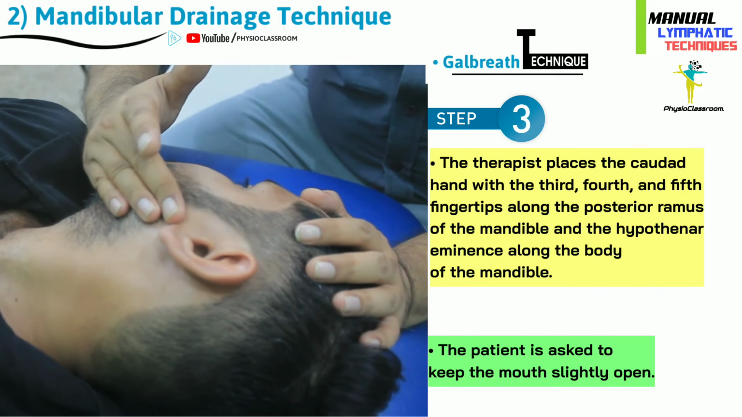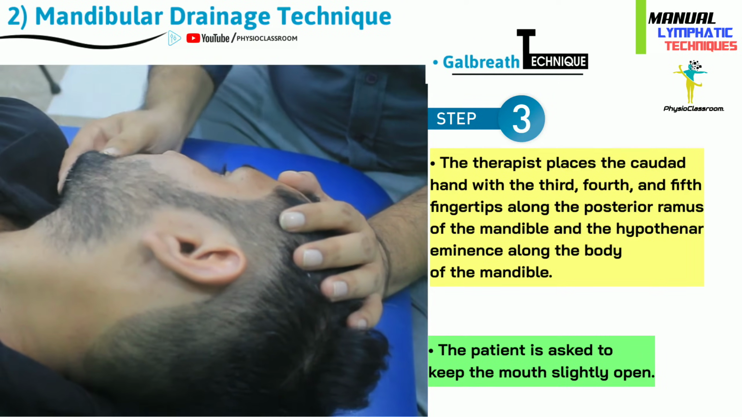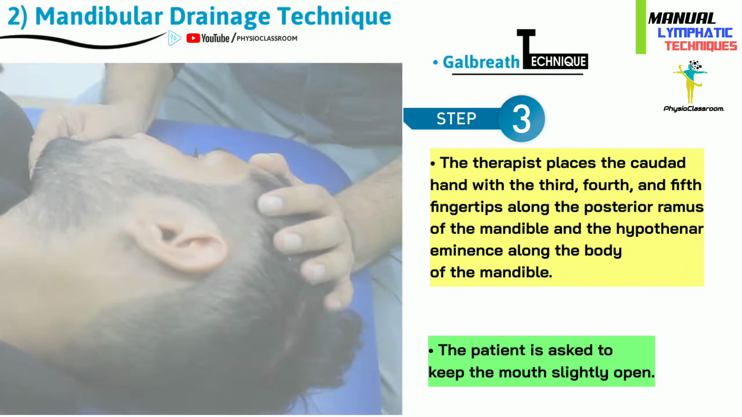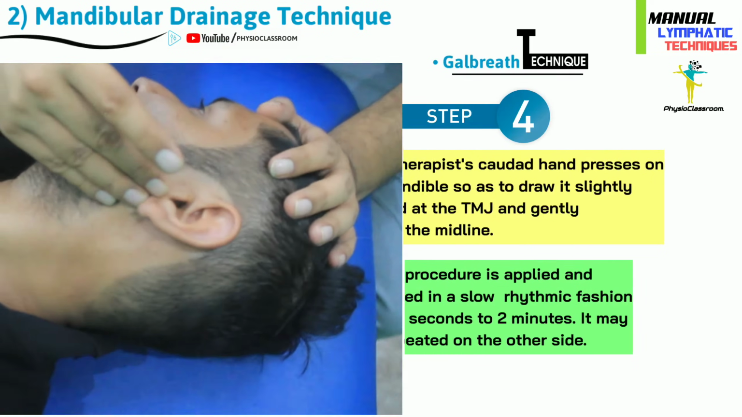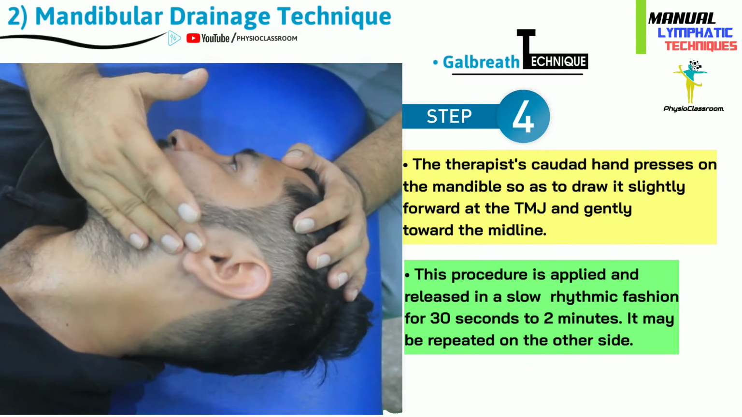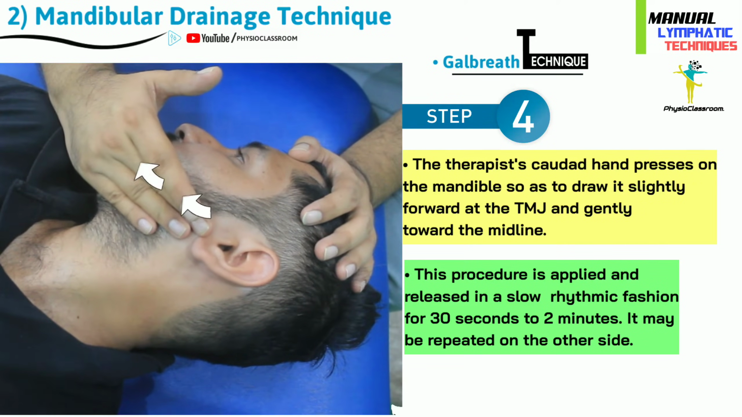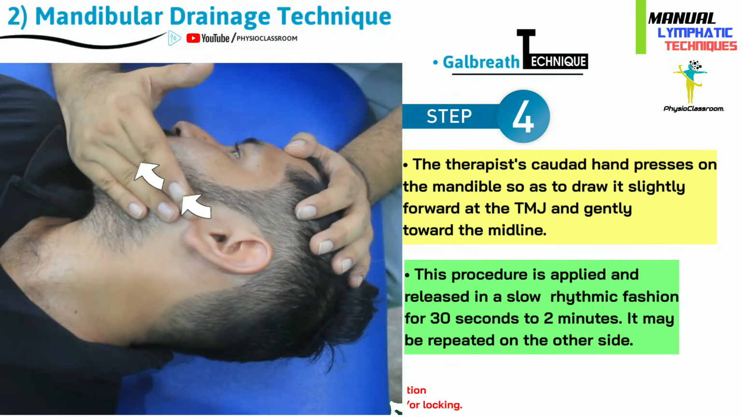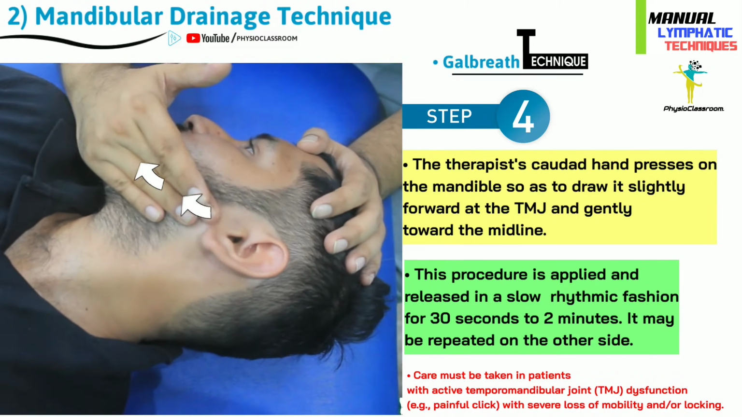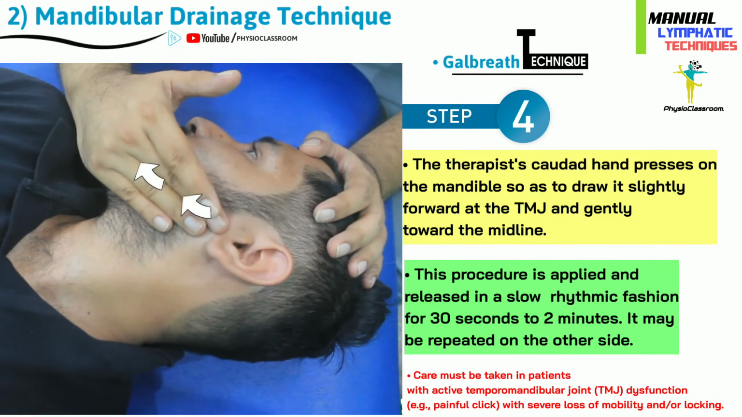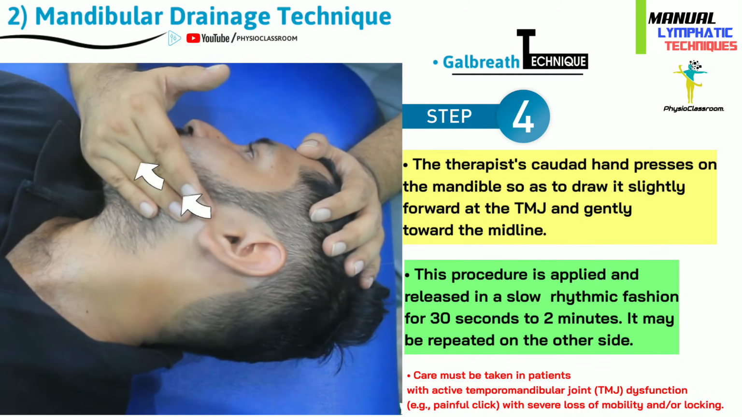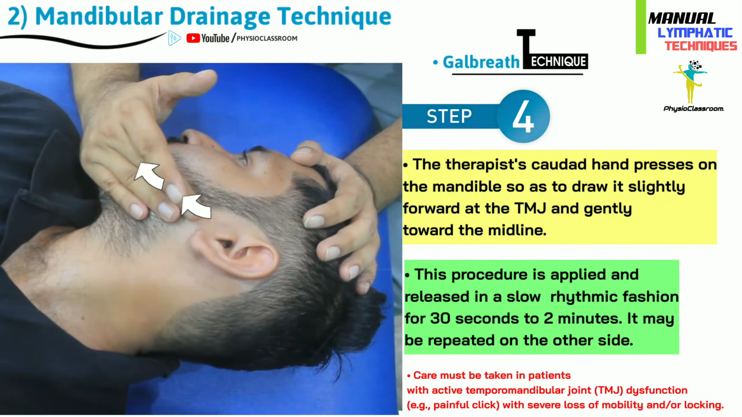From here, the patient is asked to slightly open the jaw or keep the mouth slightly open, and next the therapist applies little pressure in the downward direction and then distracts the temporomandibular joint towards the midline, and this motion is repeated in a rhythmic manner for around 1 to 2 minutes.